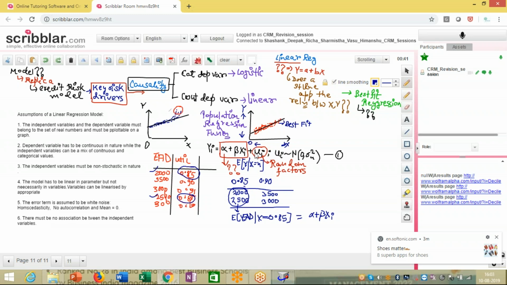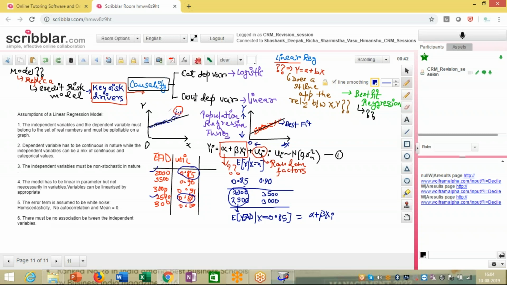Because there is a random element, you see that every time utilization is 0.85, EAD is not always 2000. EAD varies, so there are some other differences as well, right? So the yi that I get to see, the actual observed outcome, is a function of two things: alpha plus beta xi plus ui. So yi is equal to alpha plus beta xi plus ui. That is, it is comprised of the deterministic component plus the random factor.